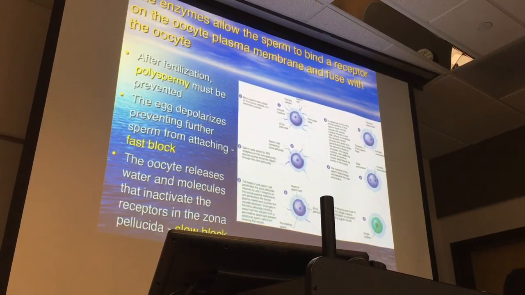Polyspermy needs to be prevented. You don't want more than one sperm to enter the egg. If you do, say for example, one more sperm comes in, both of those sperm will form a pronucleus, and the egg will form one too. They will all unite, and you have a trisomy individual.